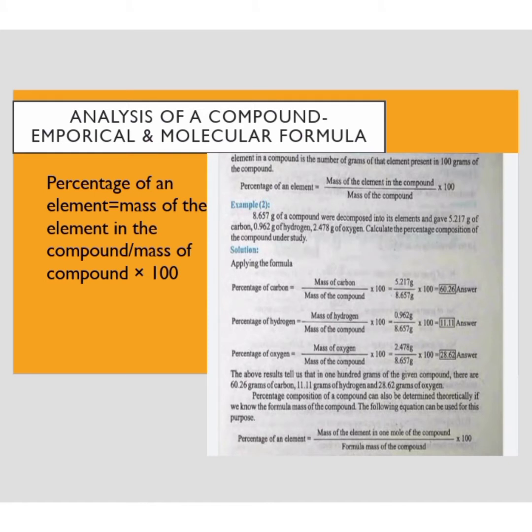Analysis of a compound, empirical and molecular formula. First of all, for analyzing a compound, we need to find out the percentage of an element, that is equal to the mass of the element in the compound divided by the mass of the compound.